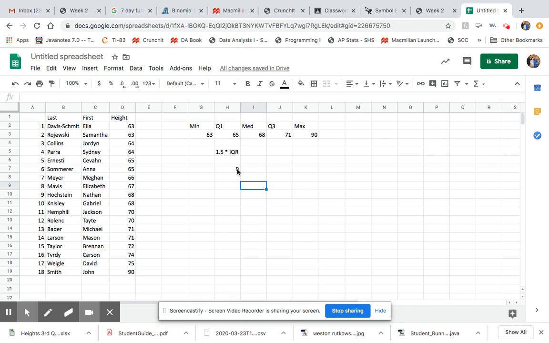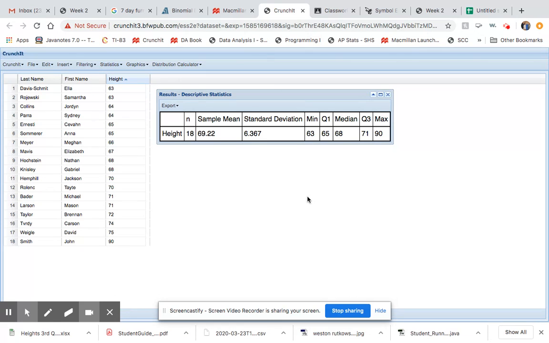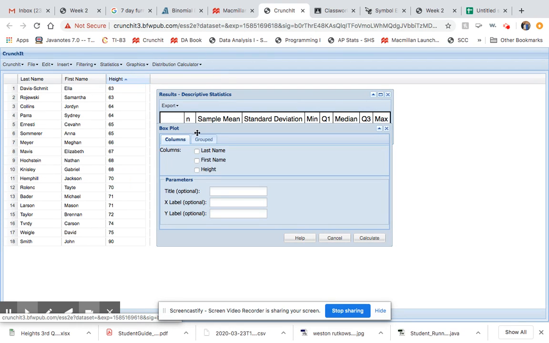Then I'd take that same 9, 1.5 times the IQR, and I'd add it to quartile 3. So 71 plus 9 is 80, and our maximum, or John Smith, is much taller than 80, so we'd consider him an outlier. Now, an easier way to do that is if I went back over and do crunch it, which I just have up here, I'm going to create a graph called a box plot for those heights.